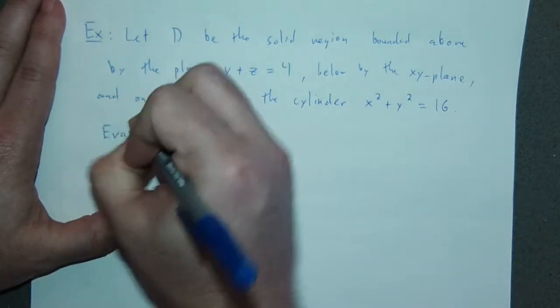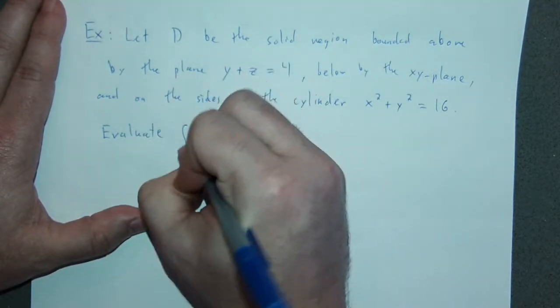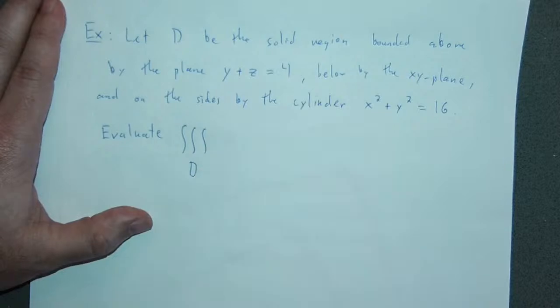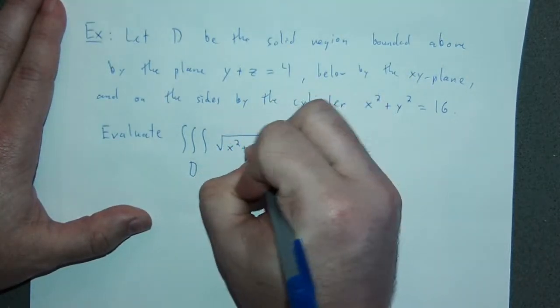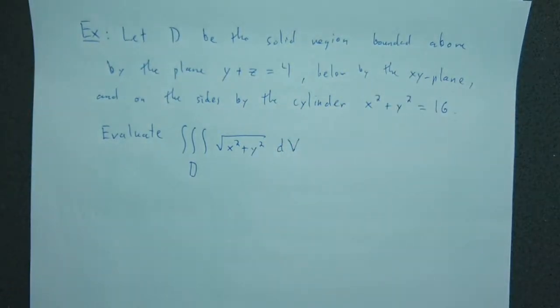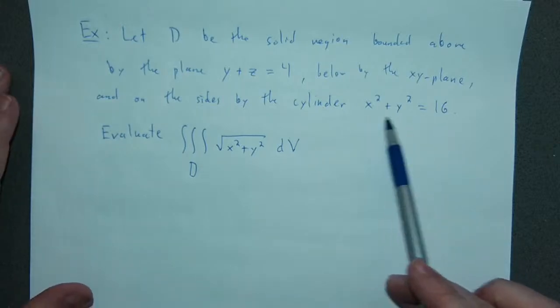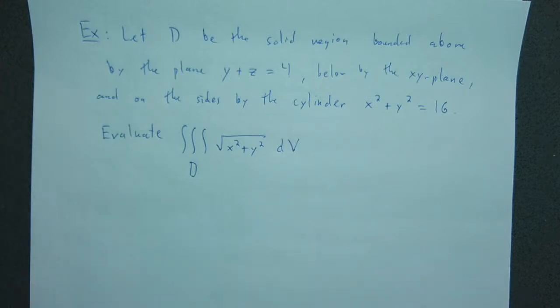Now evaluate the triple integral over D of the square root of x squared plus y squared dV. Okay, so a couple of things to note. If you are confused about why this expression describes a cylinder, refer to the end of the previous lecture.